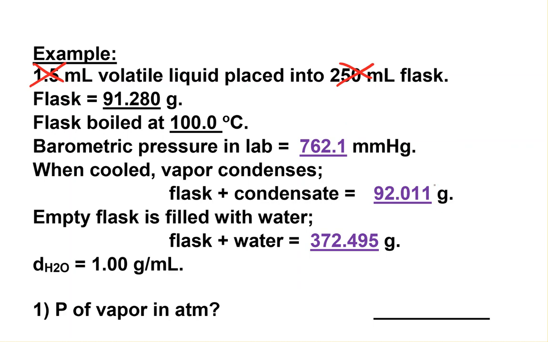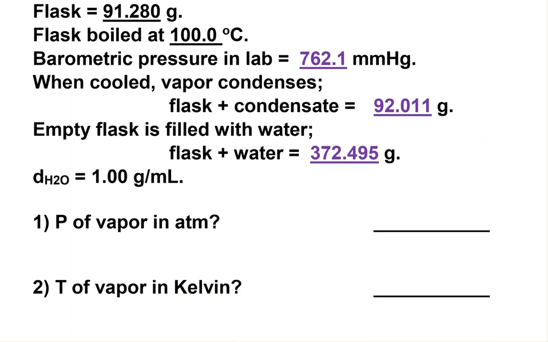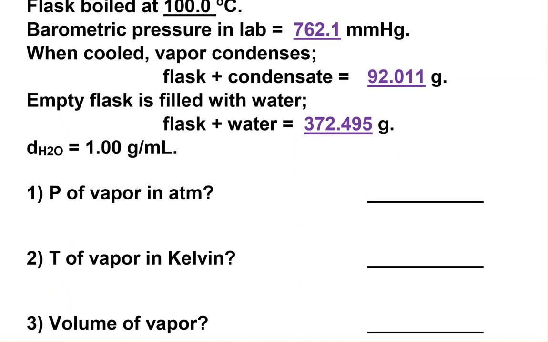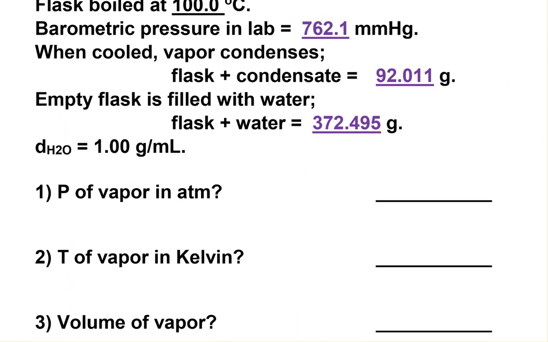The two main data points you'll get are the mass once you have the condensate in there, and you'll have to subtract out the flask, and then also how much water fit in there, again subtracting out the mass of the flask. So let's just go through this in steps. So first we're going to do our pressure in atmospheres. So as we said, this is from above. I told you the barometric pressure.